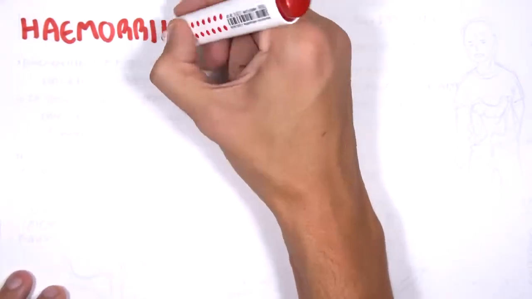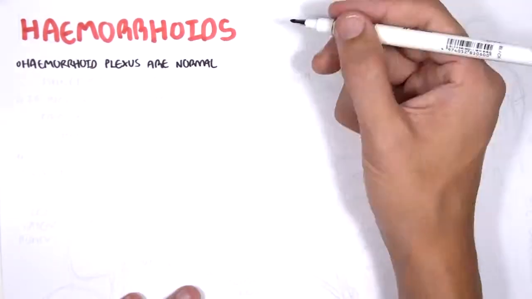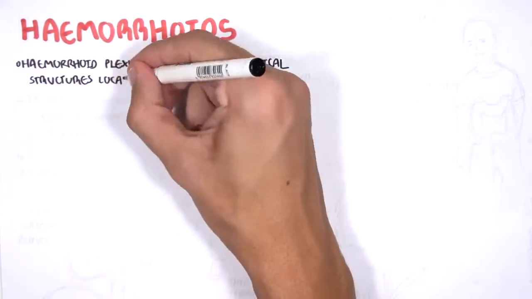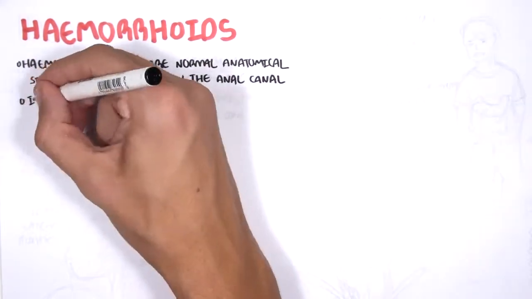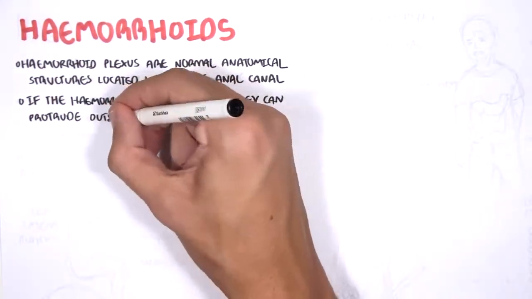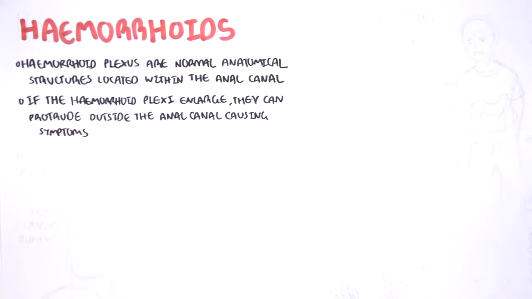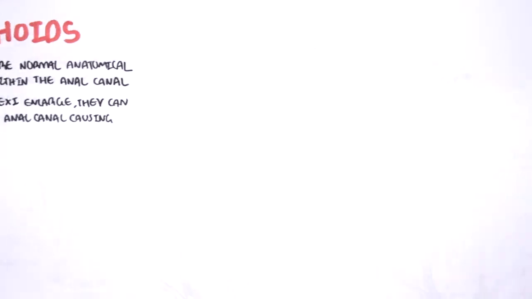Hello, in this video we're going to talk about hemorrhoids, anal hemorrhoids. This is an overview and introduction. Now, hemorrhoid plexi are normal anatomical structures located within the anal canal. If the hemorrhoid plexi enlarge, they can protrude outside the anal canal, causing symptoms. It is important to note that hemorrhoid plexi essentially are the veins, the rectal veins, forming a plexus. So when we think of hemorrhoids, we have to remember veins.